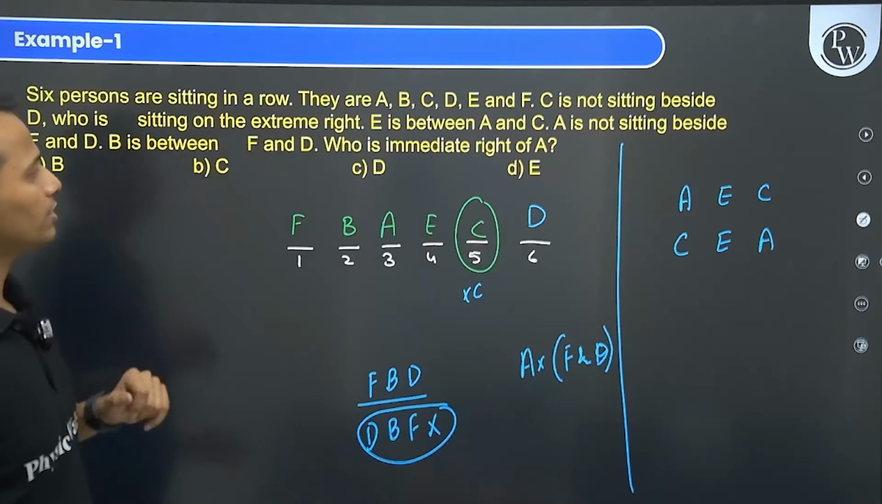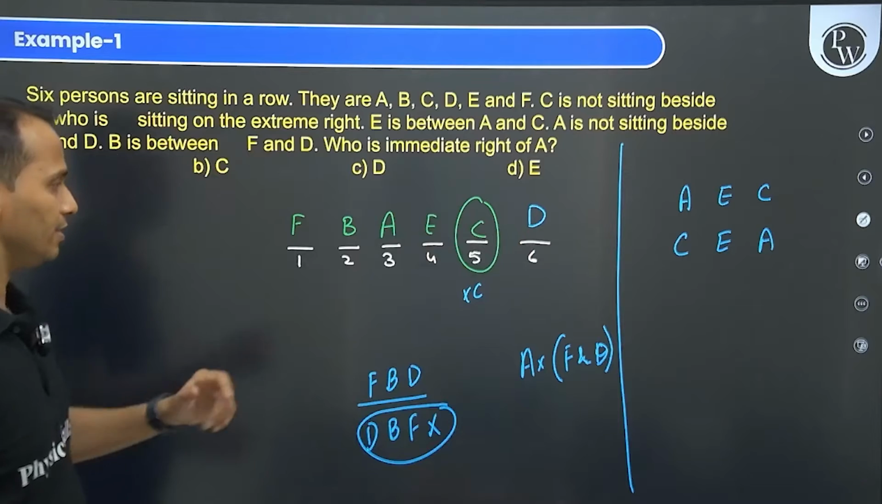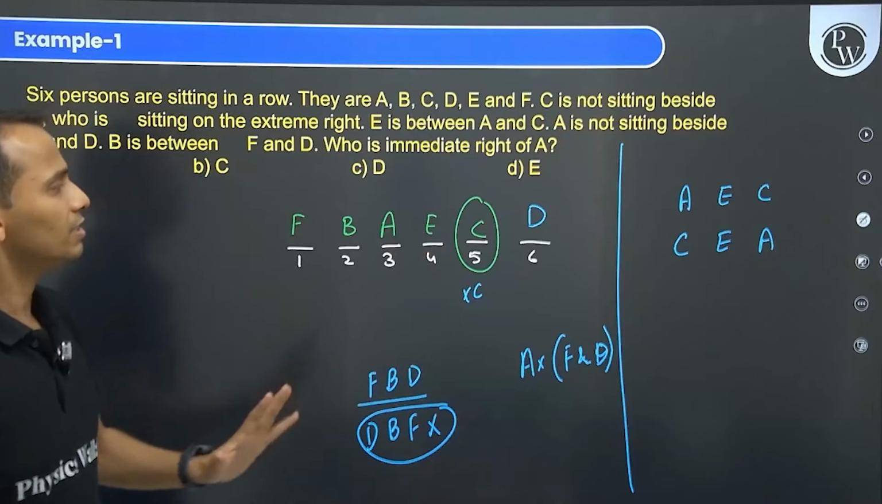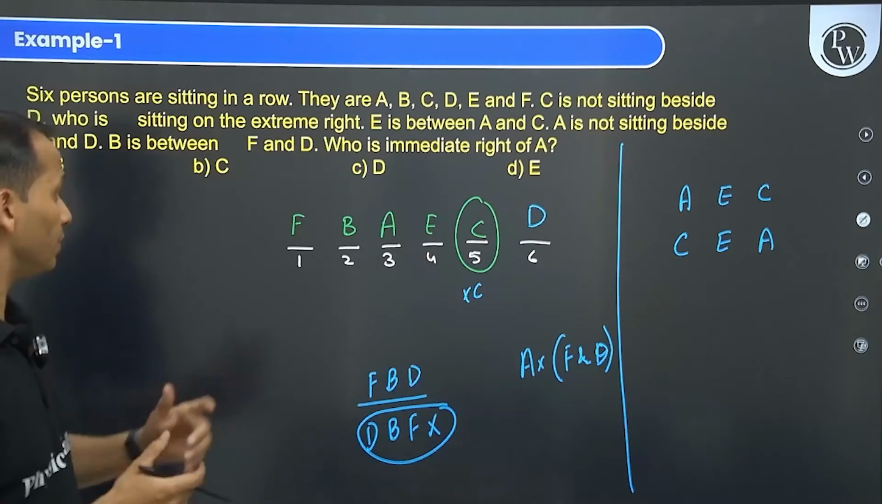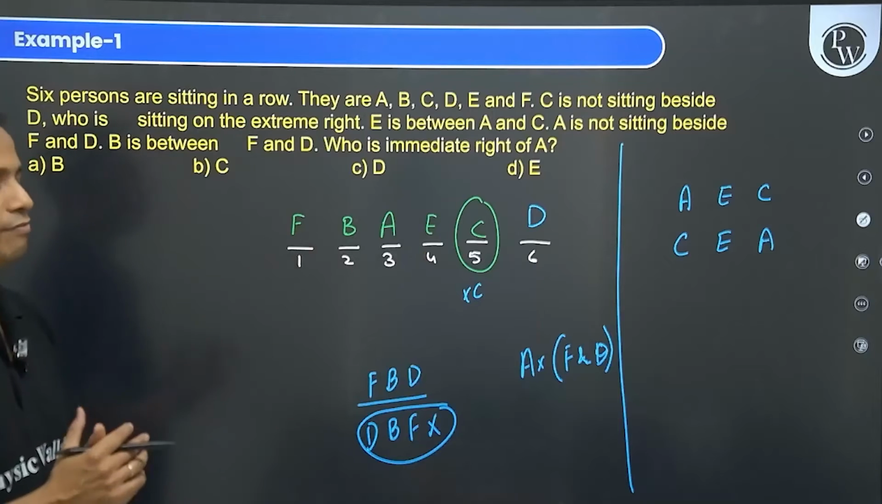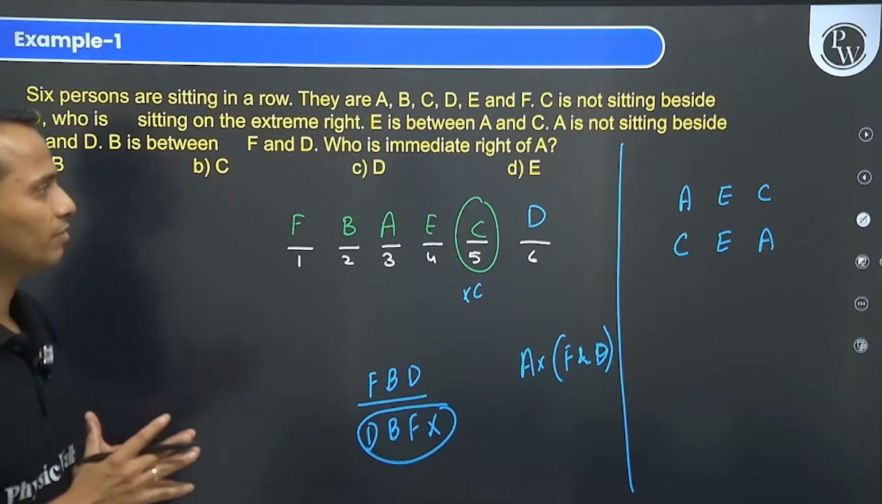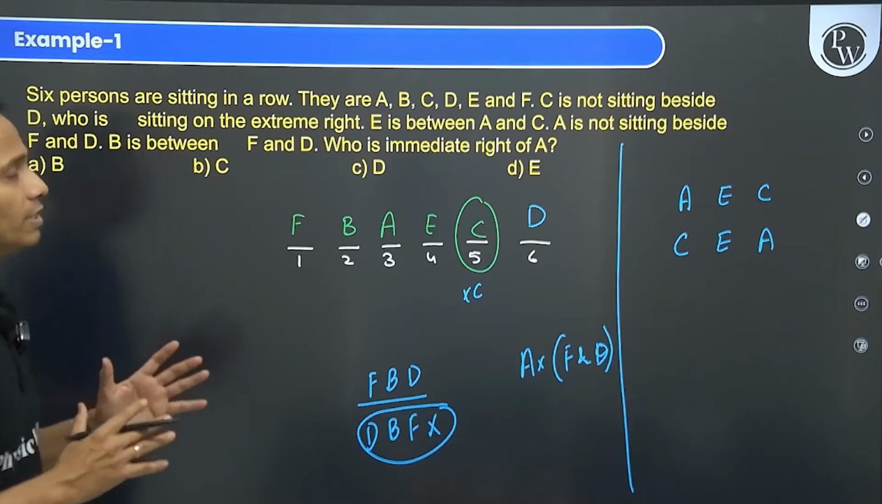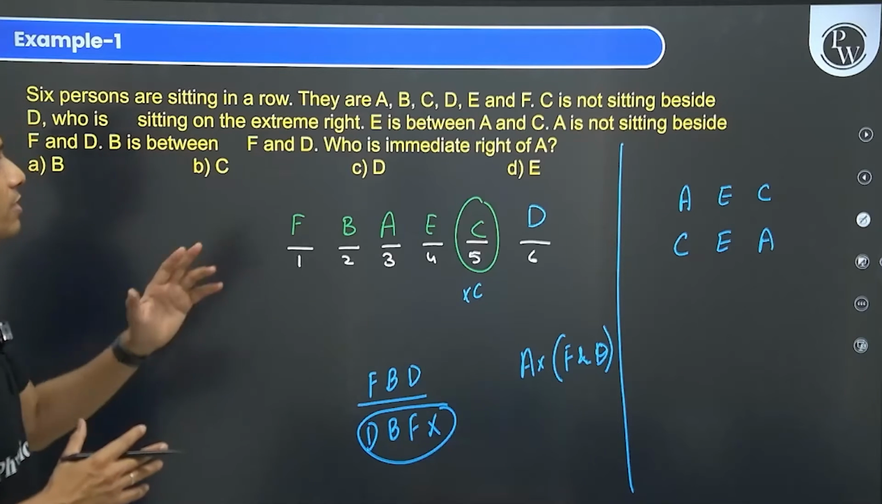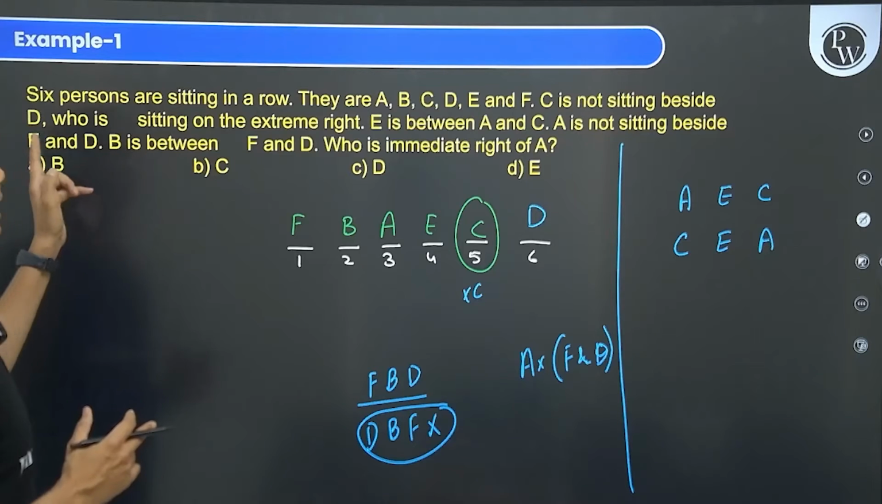A is not sitting beside F and D, right? So can I say that this is a possible arrangement where B will sit here and F will sit here, right? So this is one of the possible arrangements, right? Okay, now does it satisfy all the conditions? C is not sitting beside D.